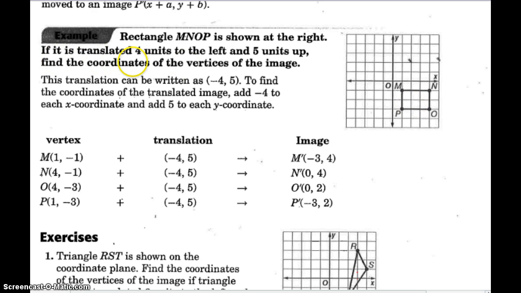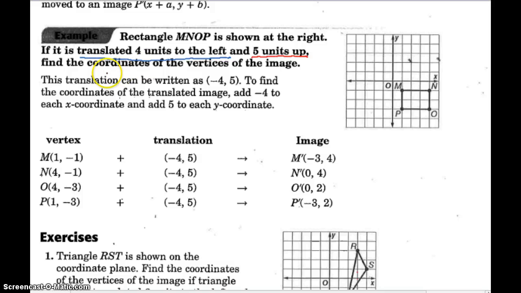If it is translated 4 units to the left, when you are moving on an XY coordinate plane and you move to the left, what are you moving? Positively or negatively? James, when you move to the left on an XY coordinate plane, are you moving positively or negatively? Negatively. Okay, then it says, and 5 units up. Abby, if you're moving up on an XY coordinate plane, are you moving positively or negatively? Positively. Say it loud so you can be picked up on the recording.